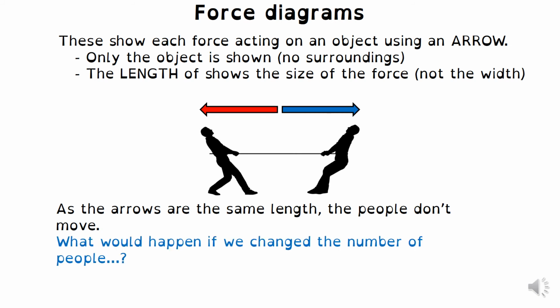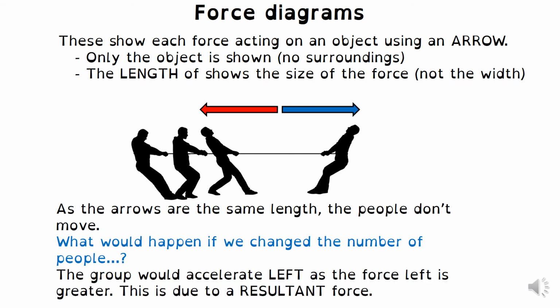What would happen if we changed the number of people? Think back to what we said earlier. Now, if I add 2 extra people on the left-hand side, the group is going to accelerate left as the force is greater. This is due to a resultant force. So what we've got here is this blue arrow in the right direction. Now, that blue arrow is going to cancel out the same amount of force that's acting in the left-hand direction. So this bit of force that we've got here will have no effect.